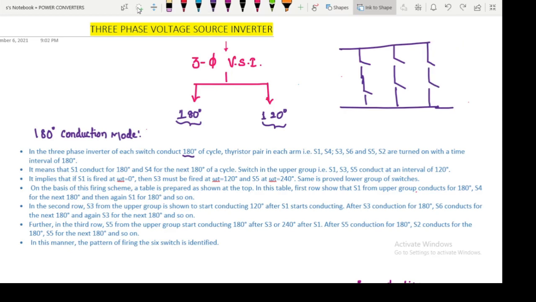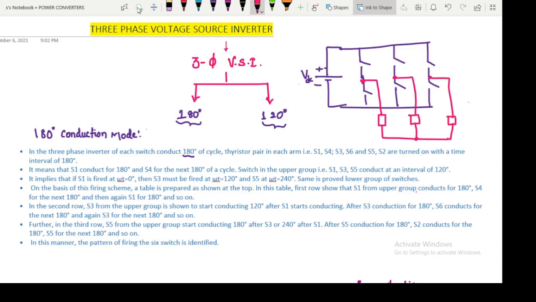We are applying a DC voltage, plus and minus VDC, and we are going to get a three phase AC supply as output. That is what a three phase inverter does. So this is A phase, here you are going to get B phase, and from this you are going to get C phase. All these three phases are connected together, and that is called the neutral point.